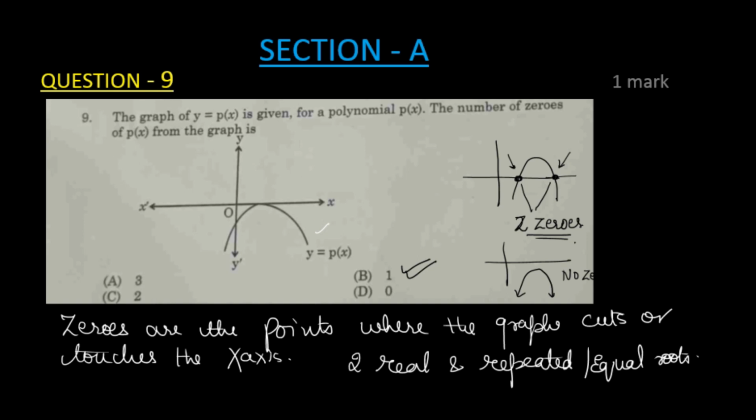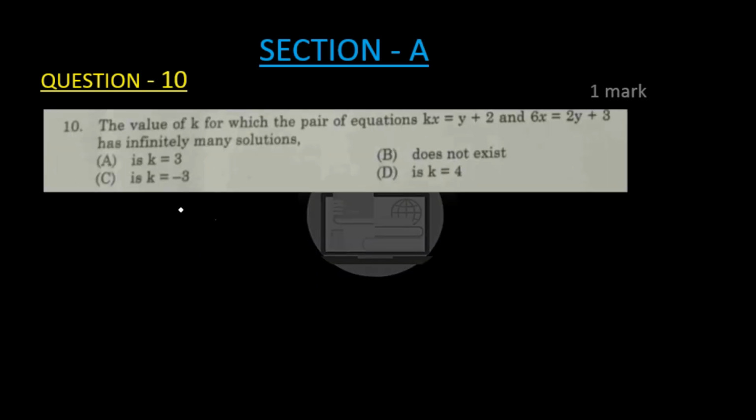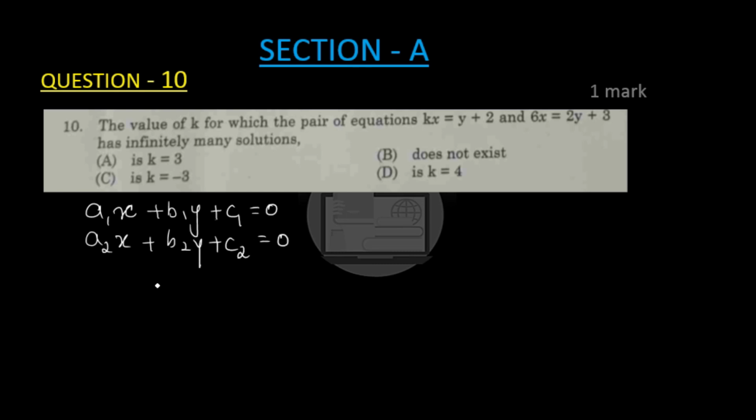Let's go ahead to question number 10, the last question of this video. Find the value of k for which the given pair of equations has infinitely many solutions. Before solving the question, let us see that if we have the standard form of a linear equation as a1x plus b1y plus c1 equals to 0, and there is another linear equation a2x plus b2y plus c2 equals to 0, what is the condition when they have infinitely many solutions?